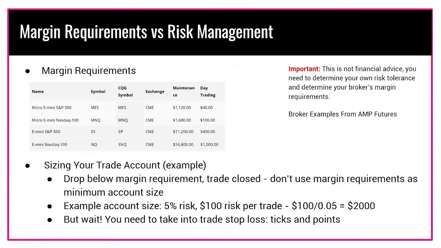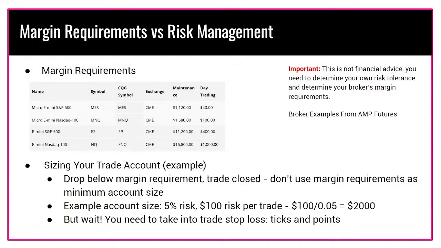A simple example of account sizing: if you want to risk 5% of your account, and that is $100 per trade, then you take $100 divided by 0.05 or 5%, and you get a minimum account size of $2,000 to support a 5% risk trade, or $100 per trade. This is a really simple example, but that's how you can better understand your account size based on what you want to risk per trade.